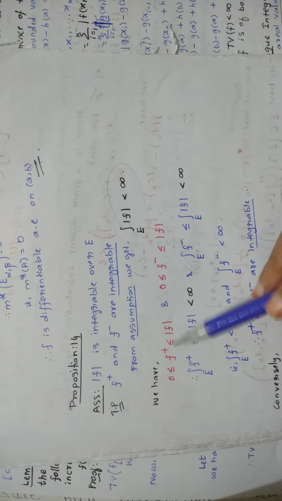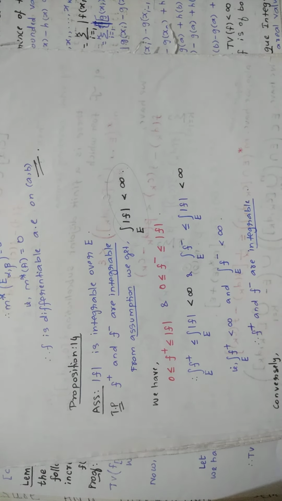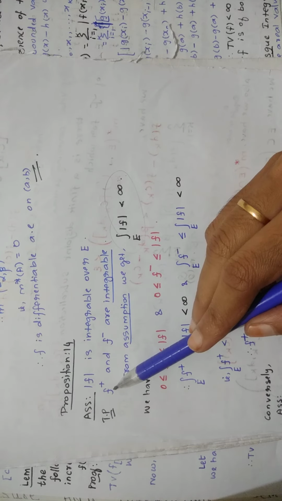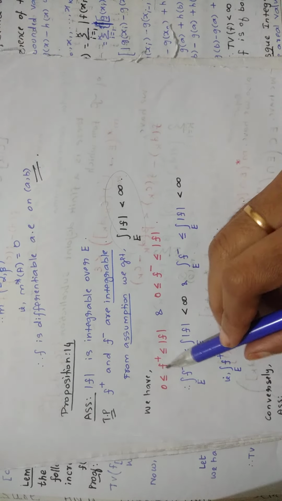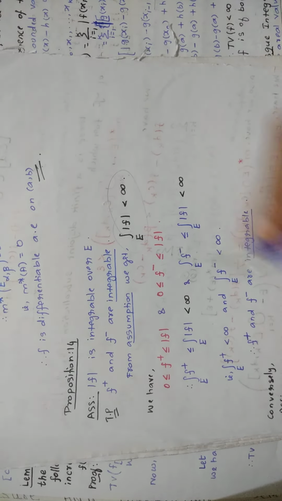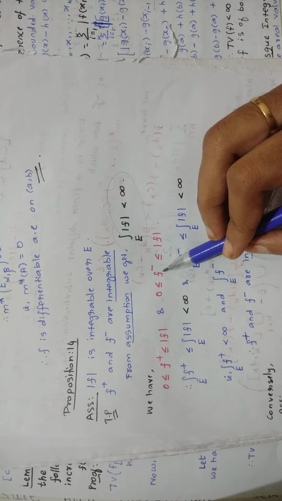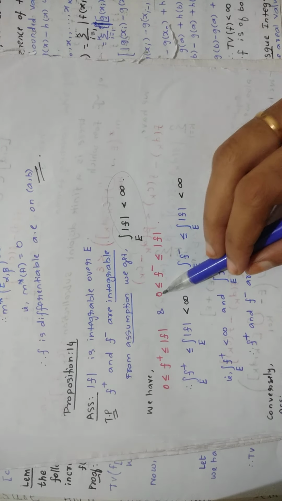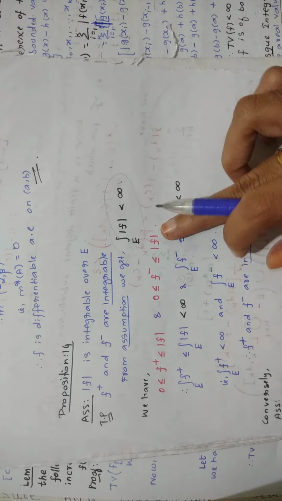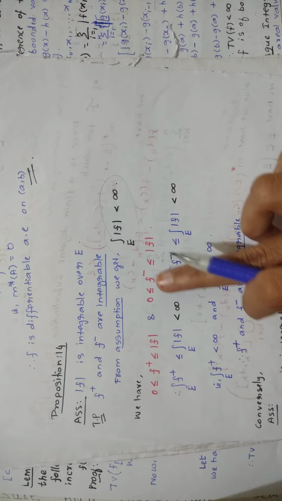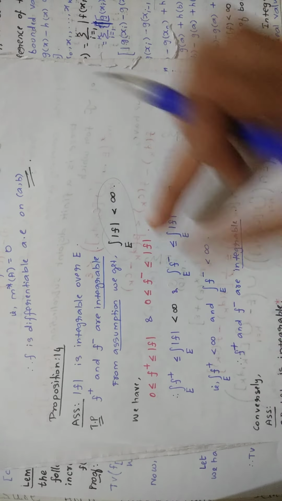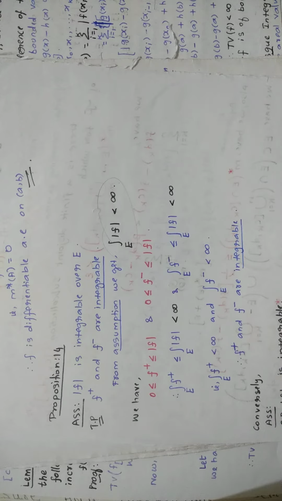Now you have to prove f plus and f minus are integrable, so you have to write what f plus and what f minus are. Usually f plus lies between 0 and mod f. F minus also lies between 0 and mod f. So you are having f plus between these two, and f minus between these two.